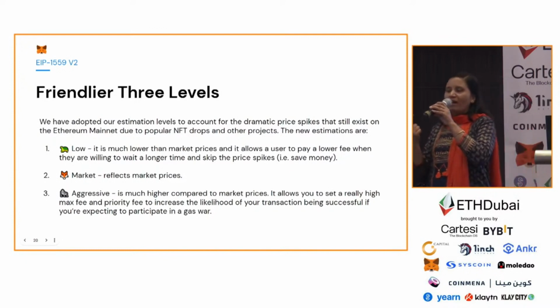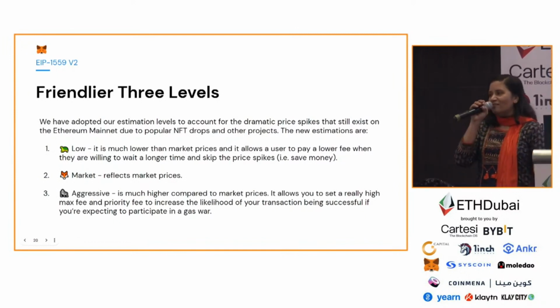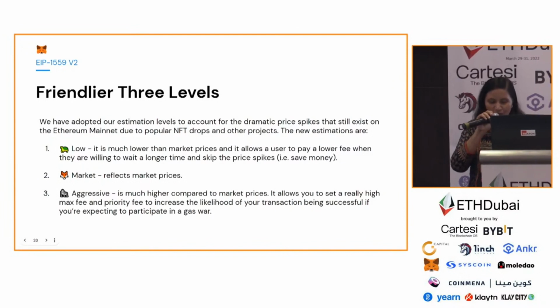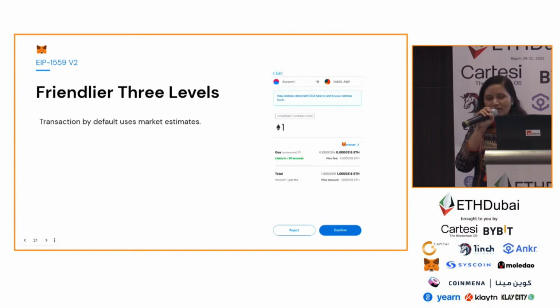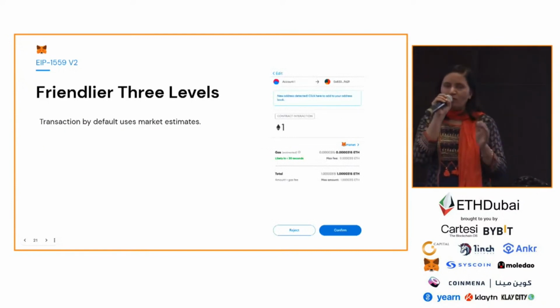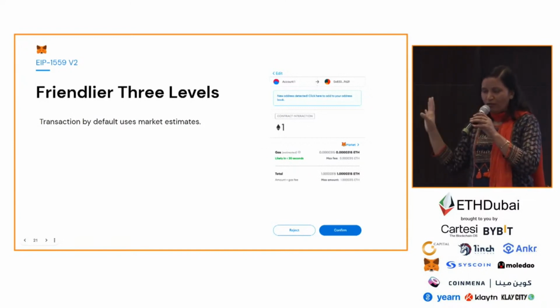It will set your max fee and priority fee really high, and it will ensure your chances of winning the gas war are high with that estimate. So if you create a transaction now in MetaMask, on the transaction confirmation screen, you'll see that market estimate by default. Whatever the current gas fee level in the market is, it will show you that by default.